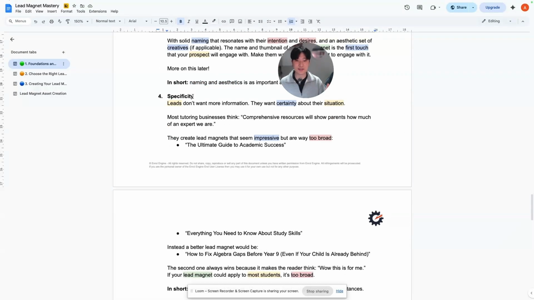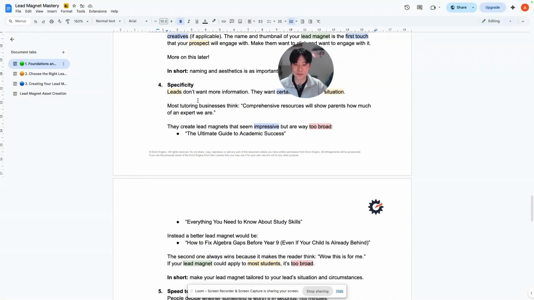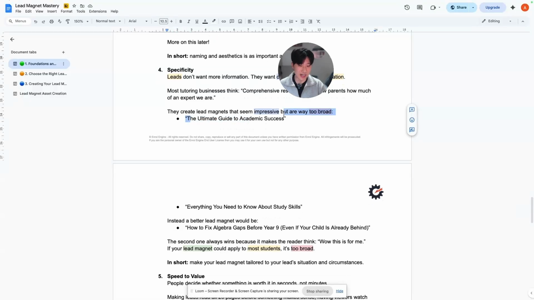Principle number 4, specificity. Leads don't want more information. They want certainty about the situation. So most tutoring businesses, they think comprehensive resources will show parents just how much of an expert we are. They create lead magnets that seem really impressive, but are way too broad. Think the ultimate guide to academic success. That is way too broad.